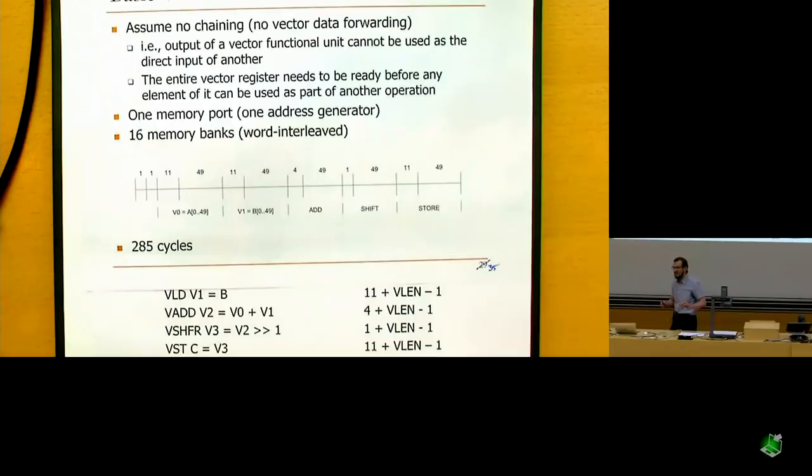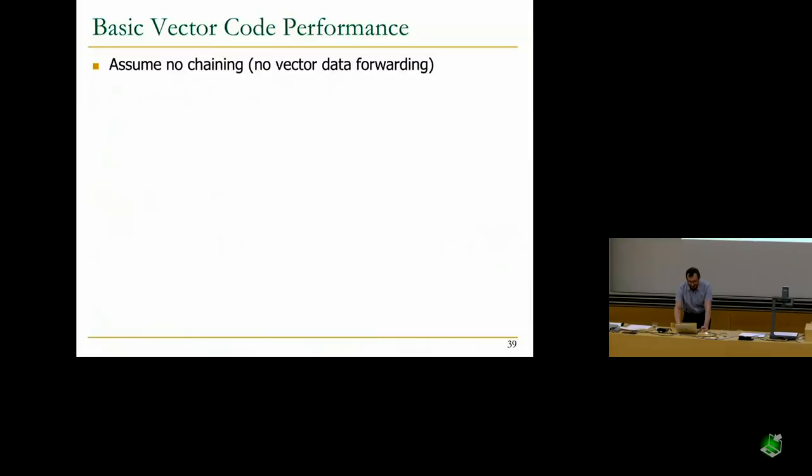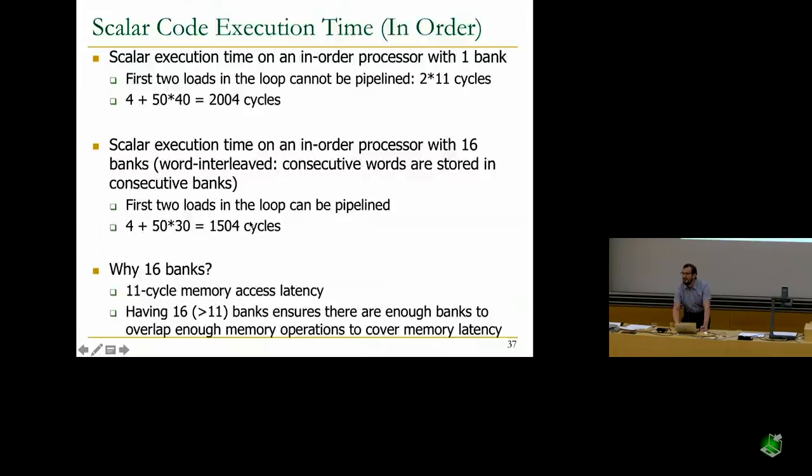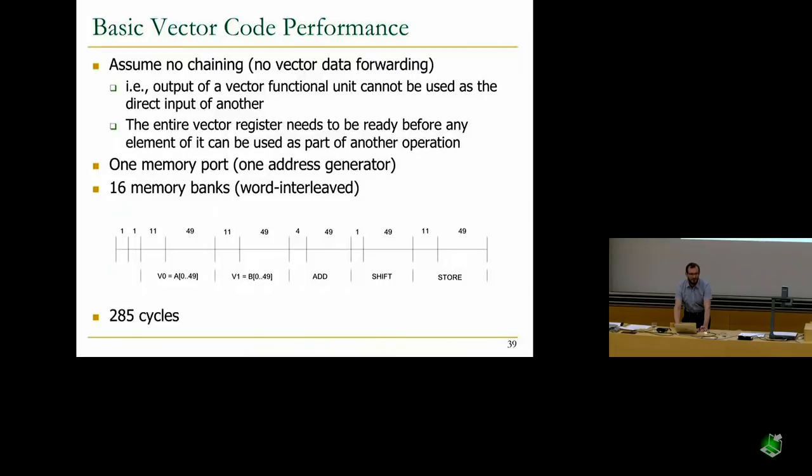Even with these assumptions, we're actually much better, right? Let's go back over here. So we're actually much better, 285 cycles. If we go back a few slides very quickly, we were at 1504 cycles. That's a lot of improvement, right? That's good, we're happy. But of course, you're never happy. The question is, can we do better?